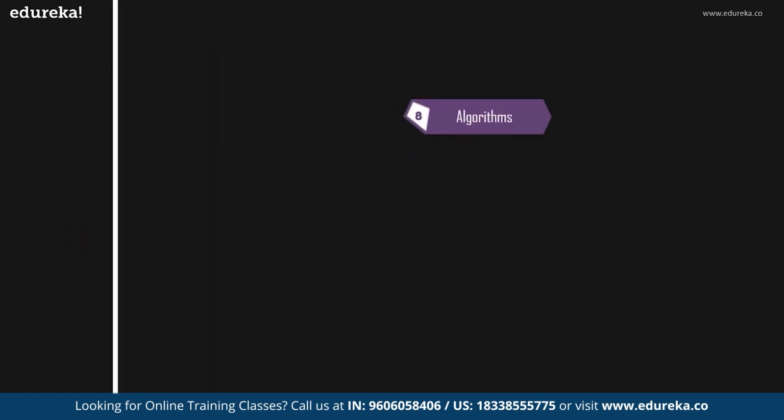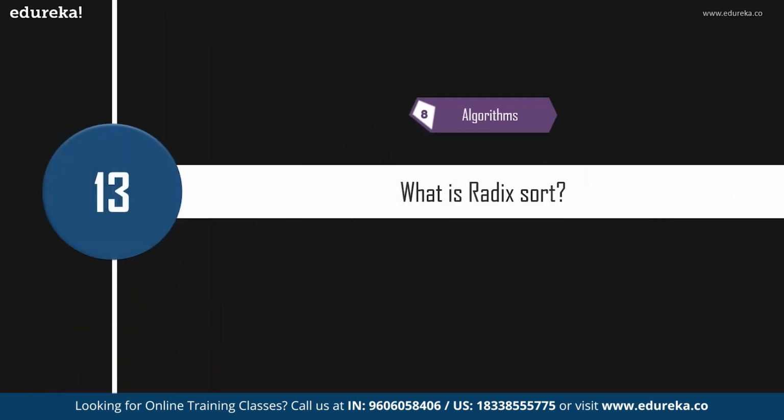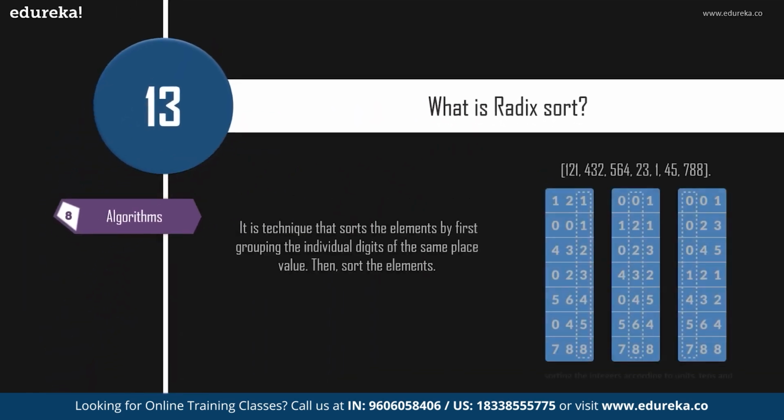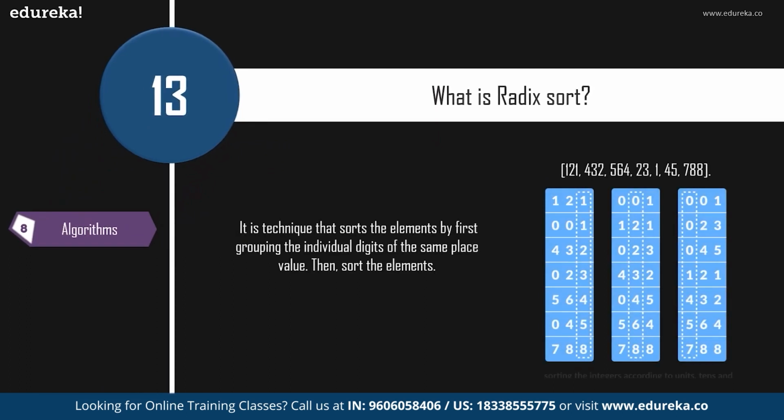Now moving ahead to the next question, what is radix sort? Radix sort is a sorting technique that sorts the elements by first grouping the individual digits of the same place value, then sorting the elements according to their increasing or decreasing order.